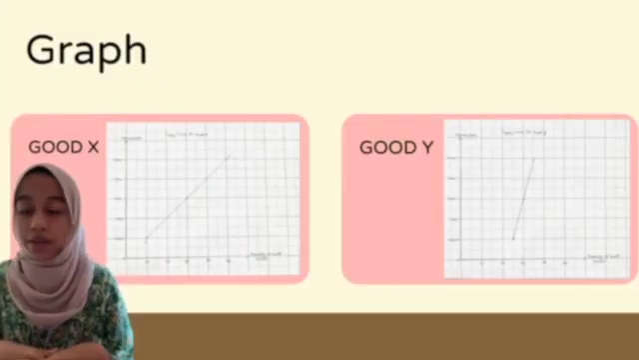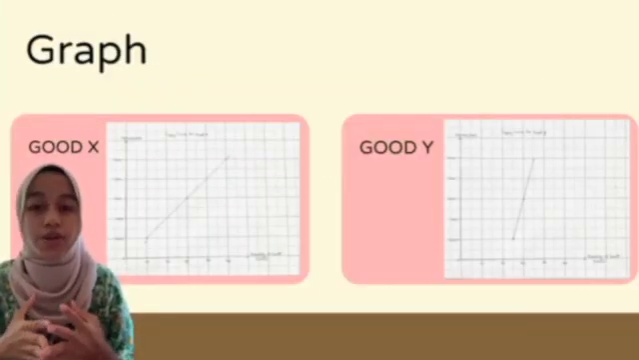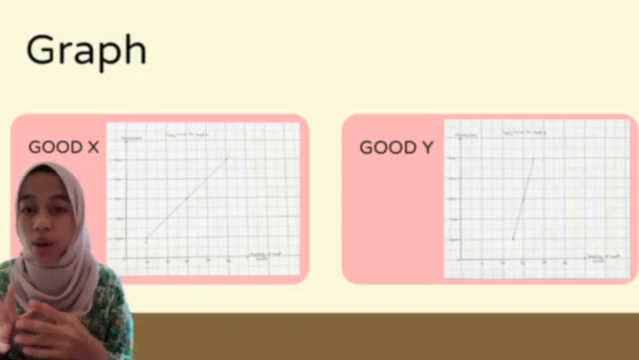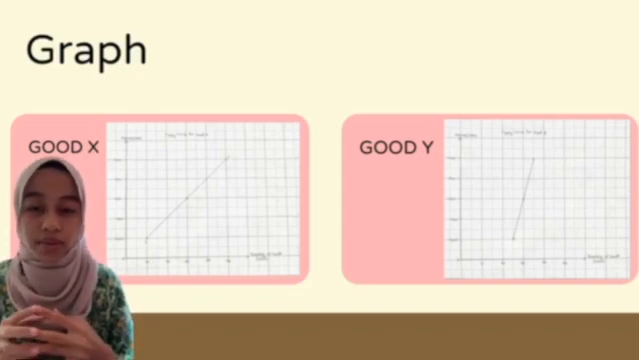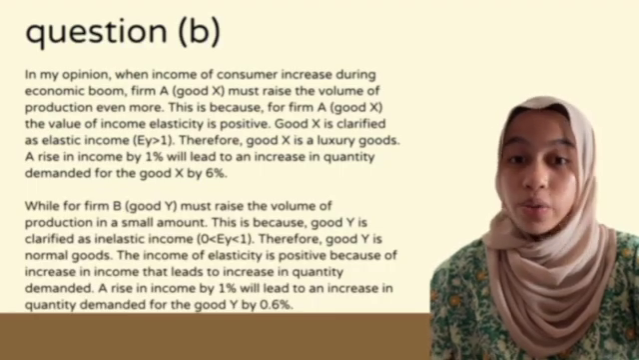So this is the curve for good X and good Y. It shows that good X has a steeper sloping curve than good Y. So I will continue to present question 2B.